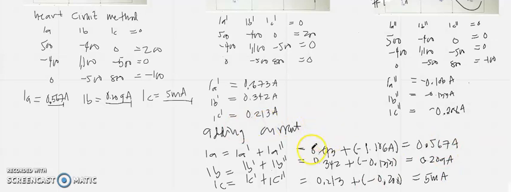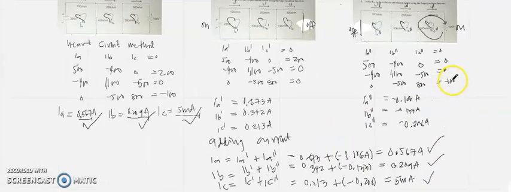As you can observe, this IE on this side is the same as this value, and for this IB, this is the same for the superposition theorem, IB prime plus IB double prime. And for IC, 5 milliampere, so this is the same. So okay, we will have a review.